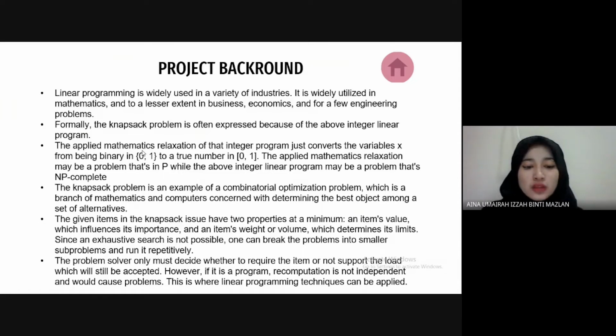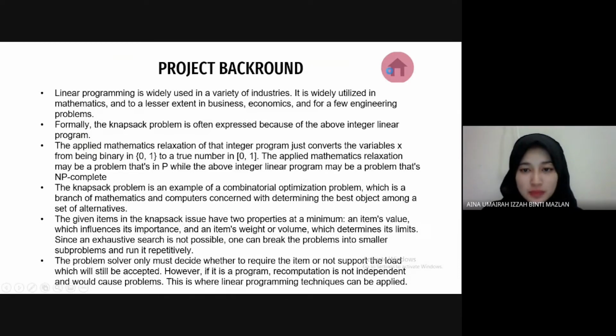Since an exhaustive search is not possible, one can break the problem into smaller subproblems and run it repetitively. The problem solver only must decide whether to take the item or not, subject to the load which will be accepted. However, if it is a program, recomputation is not independent and would cause problems. This is where the linear programming technique can be applied.